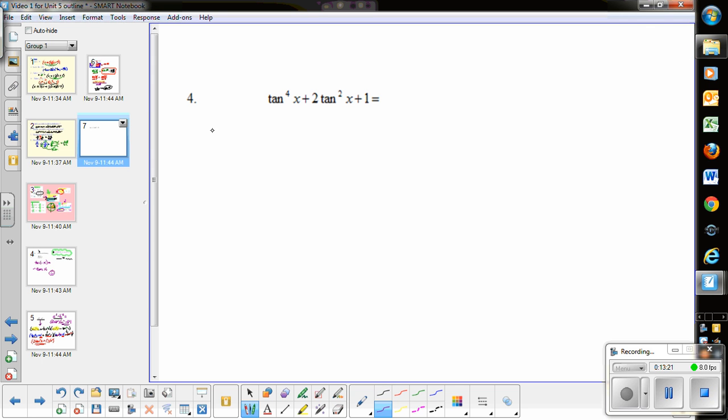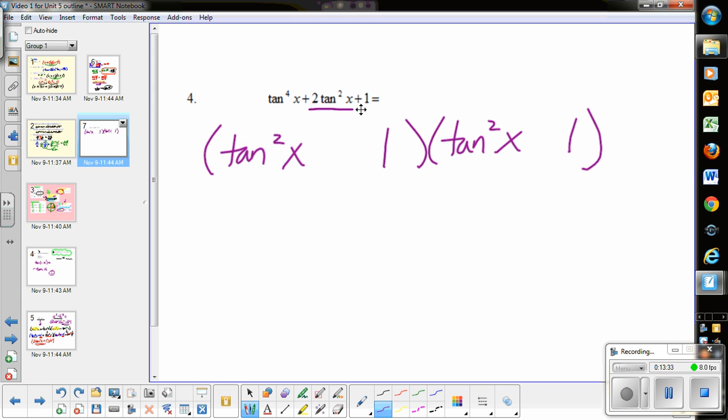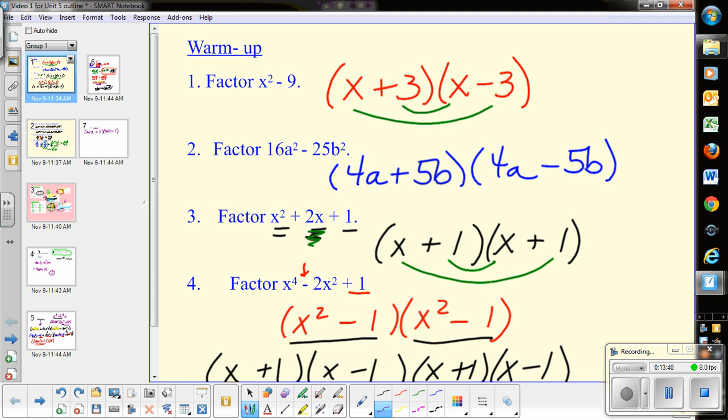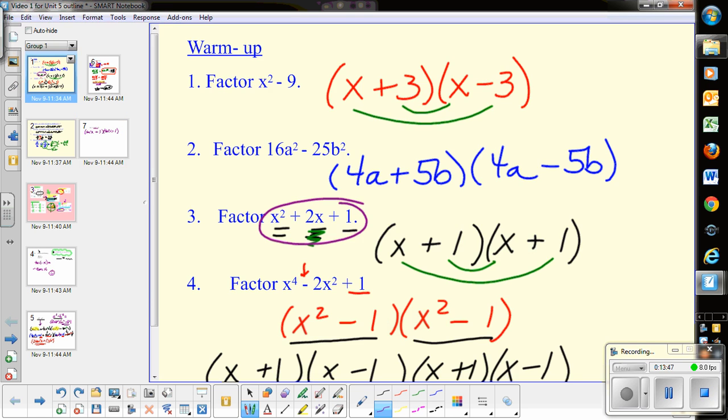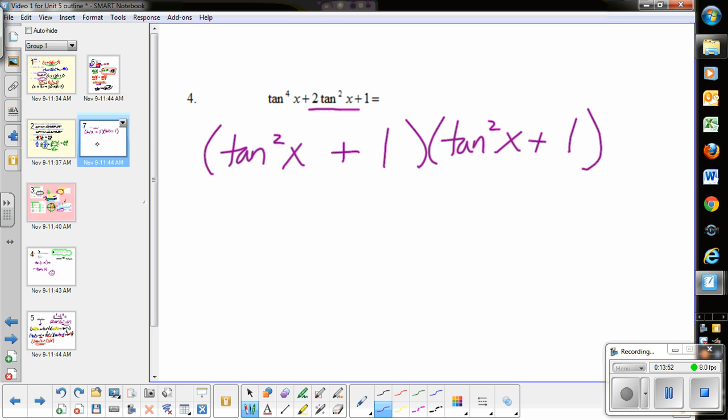The last one also boils down to some factoring. I can factor tangent to the 4th to be tangent squared times itself. And the 1 in the back here is a 1 with a 1. And to get 2 tangent squared, I'd have both of these be positive. This question is supposed to be a lot like this warm-up question here. Right? X squared plus 2x plus 1. Sort of like this. It's a little bit like this one too. Right? X to the 4th minus 2x squared plus. Kind of like that. Just that you have tangents instead of just plain x's.